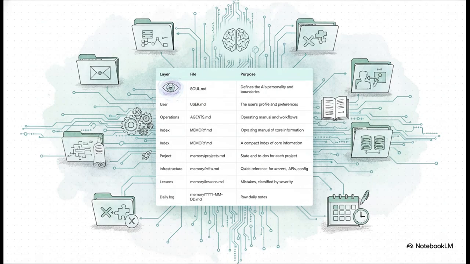And here they all are. This table basically shows you the entire system. You've got these high-level files that define the AI's personality, your own profile, and its operating instructions. Then it gets more specific. There's a file that acts as a quick index of core facts, another one for tracking the status of all your projects, one for your server details, another for lessons learned, and even a raw daily log. Each one has a very specific job to do.